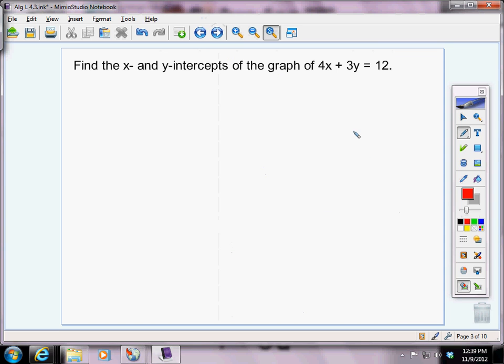Let's look at an example. This is: find the x and y intercepts of the graph 4x + 3y = 12. What we're going to want to do is create a table to help us figure this out. I'm just going to make a big table here.